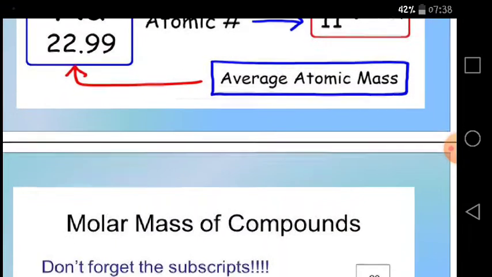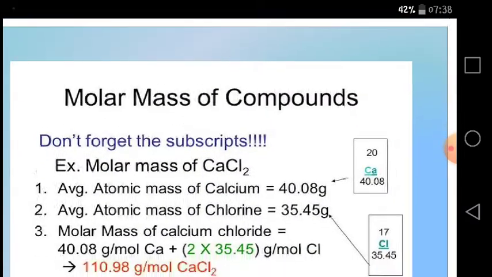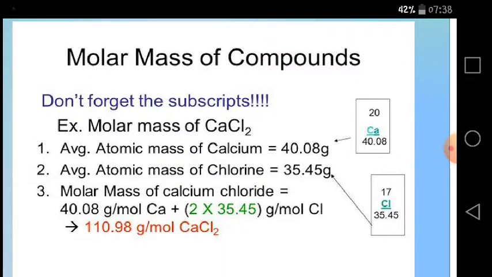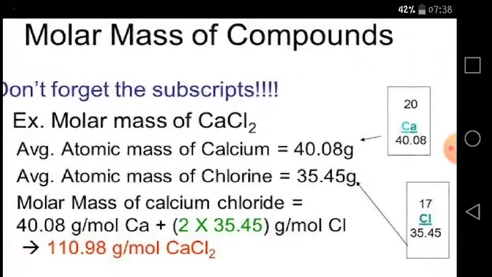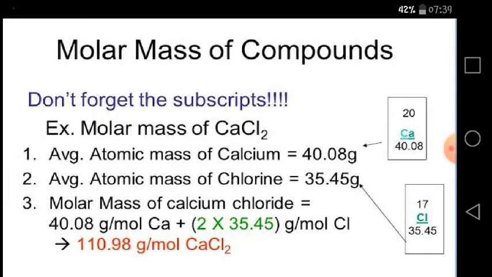And here are a few examples of compounds which will help us to calculate the molar mass of the compounds. The example is calcium chloride, and you can see from this slide that calcium chloride has two types of atoms, calcium and chlorine, and the chlorine atoms are 2 in number. So we are going to calculate the molar mass of this compound, calcium chloride.